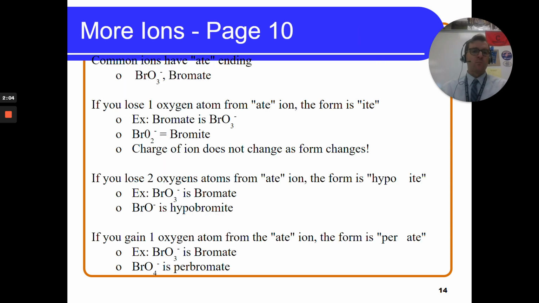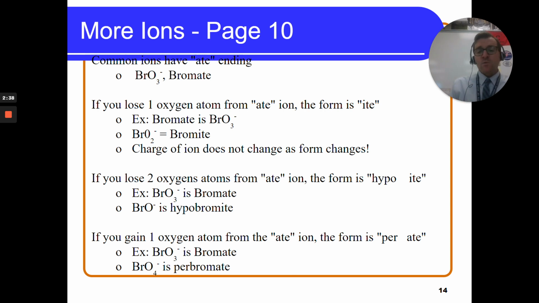So for example, bromate we know, BrO3 minus. That's on the back of the periodic table, it's bromate. But if we lose an oxygen, it's going to be BrO2 minus. That's going to be bromite. That ite ending tells us it's one less oxygen than bromate. Notice our charge doesn't change though, it still has that charge of -1. If we lose two oxygens, it'd be BrO minus, and that would be called hypobromite.